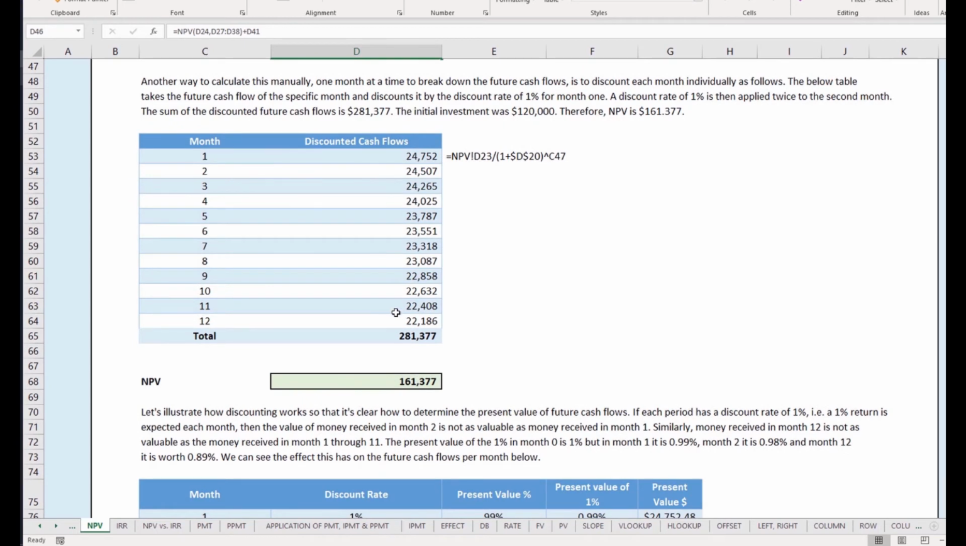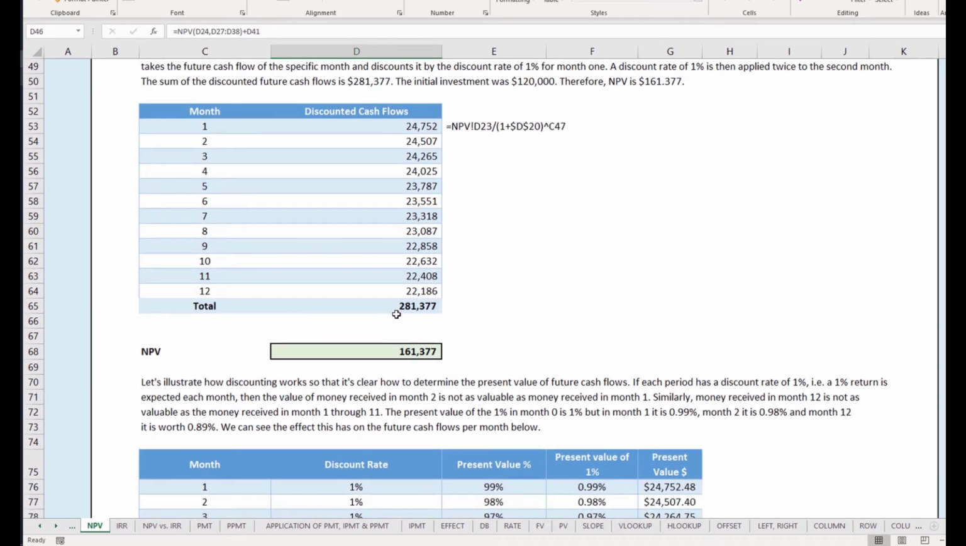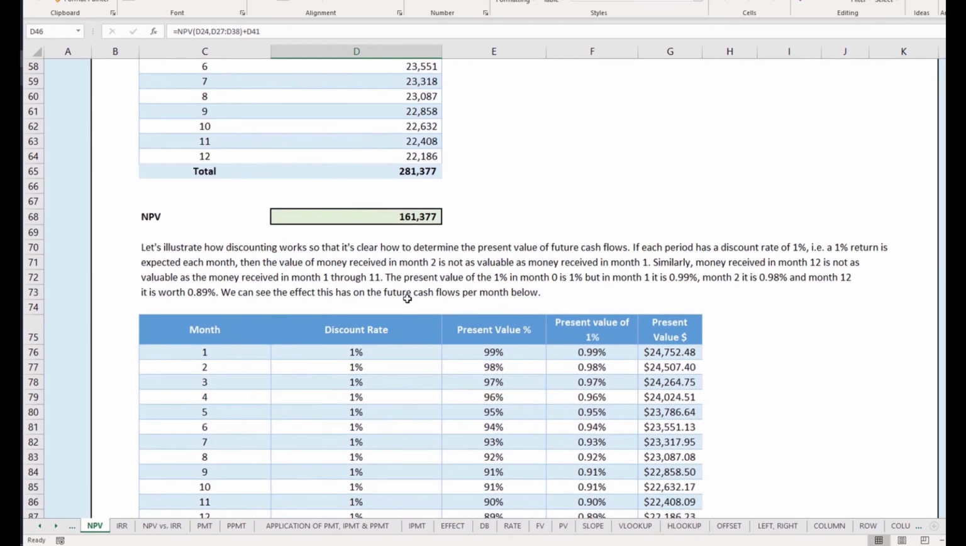Let's illustrate how discounting works so that it's clear how to determine the present value of future cash flows. If each period has a discount rate of 1%, i.e. a 1% return is expected each month, then the value of money received in month 2 is not as valuable as the money received in month 1. Similarly, money received in month 12 is not as valuable as the money that is received in months 1 through 11. The present value of the 1% in month 0 is 1%, but in month 1 it's 0.99%, and in month 12 it's only worth 0.89%.